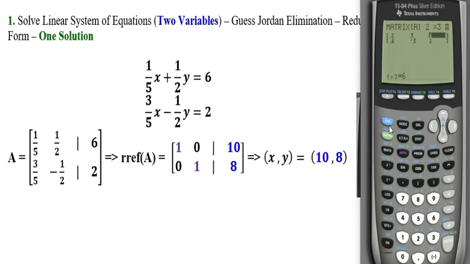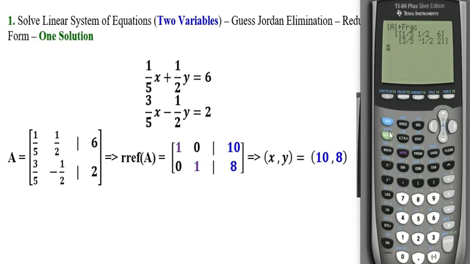Then second quit, second matrix, A, and we'll call fraction, hit enter, and this will give you the matrix in fraction format: 1 over 5, 3 over 5, half, minus half, augmented with 6, 2.